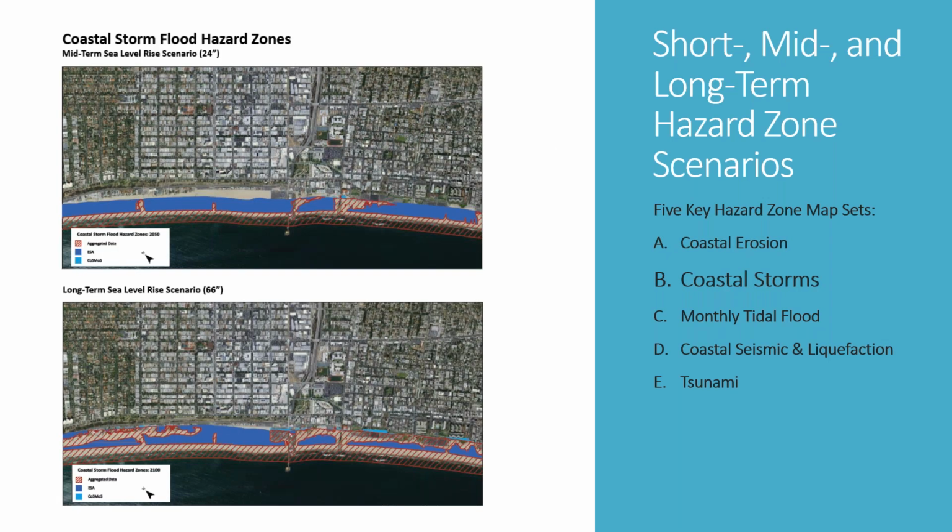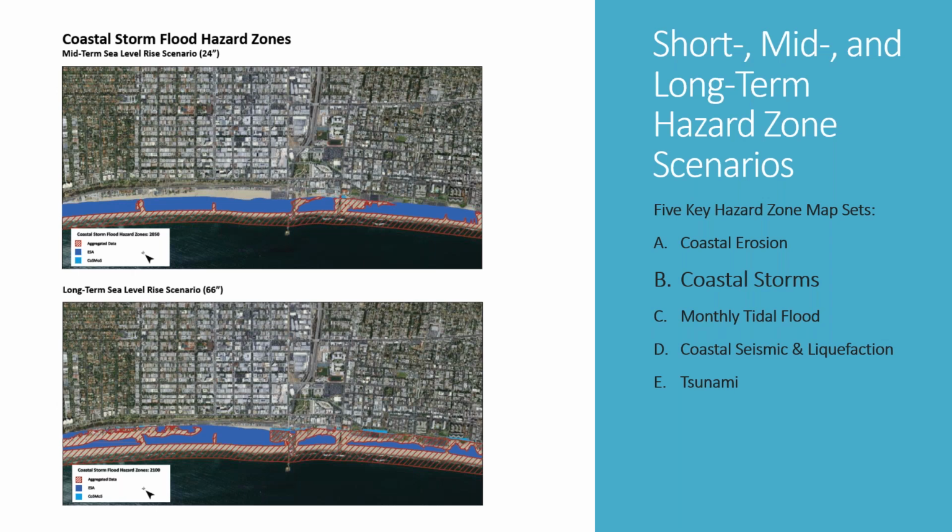For map B, the LUP appendix illustrates both midterm and long-term impacts of coastal storms. In Santa Monica, coastal storms pose the greatest hazard of all of the various hazards for private and public properties, as you can see in these maps. In the midterm, the properties on the left, which are single family, multifamily, and beach clubs, are just out of the hazard zone. However, they are within the hazard zone in the long term.